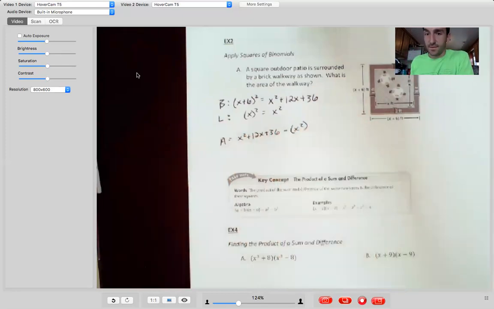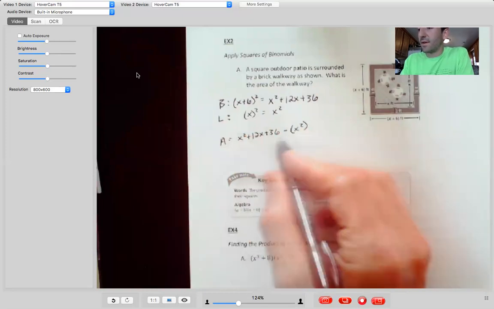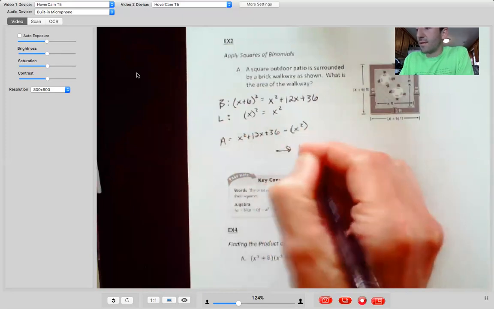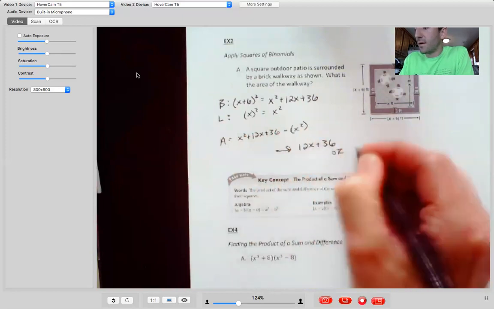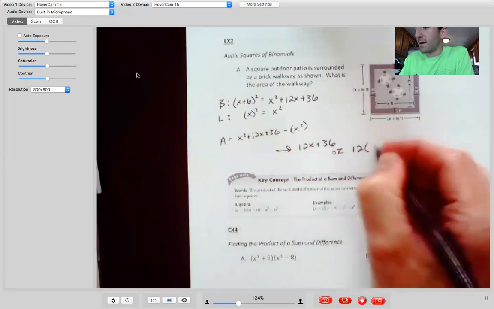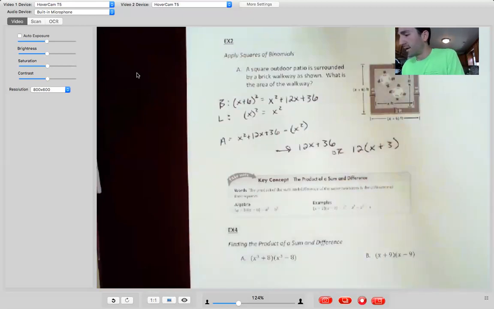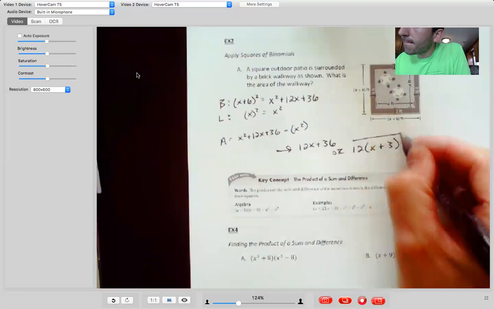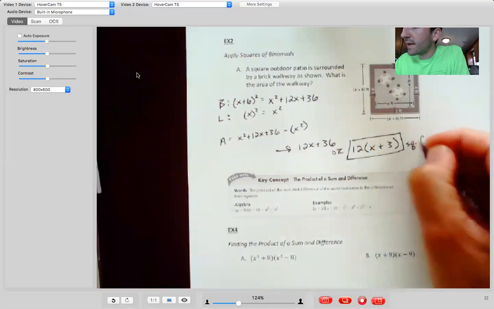You don't really need those parentheses right there, but just to show that that's the area of the little part. Now just combine like terms. x squared minus x squared is 0, so we're left with everything else: 12x plus 36, or we could express that as 12 times the quantity x plus 3. Might be a little nicer that way. And since it's area, that would be square feet.